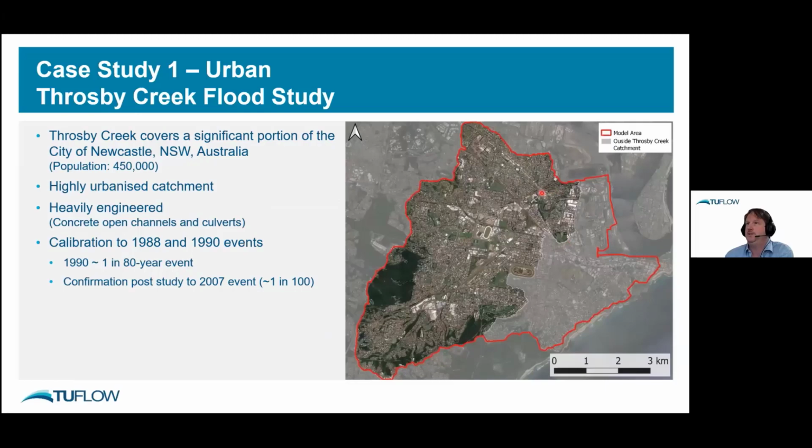So Newcastle in New South Wales, just north of Sydney, population of about 450,000, with a really highly urbanised catchment, with a very heavily engineered system, so concrete open channels, culverts. You can see very straight channels. That's the main channel for the Thoresby Creek, sort of straight as an arrow for a couple of kilometres. And what we've got is calibration data for the 1998 and 1990 flood events.